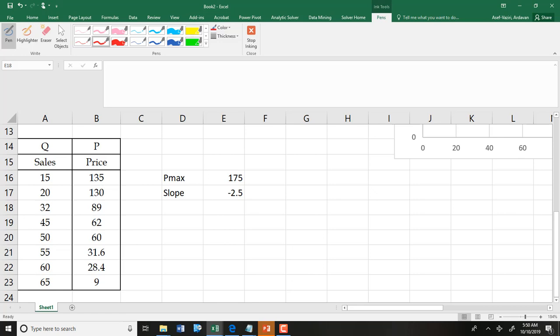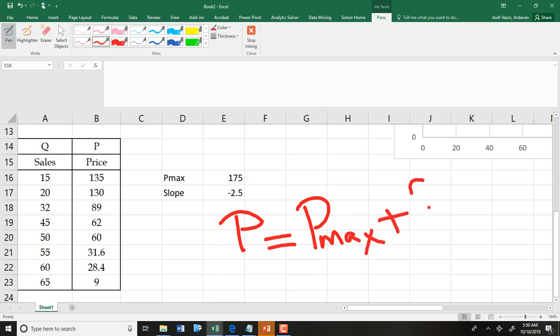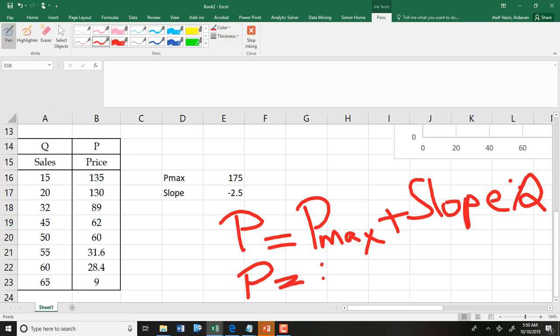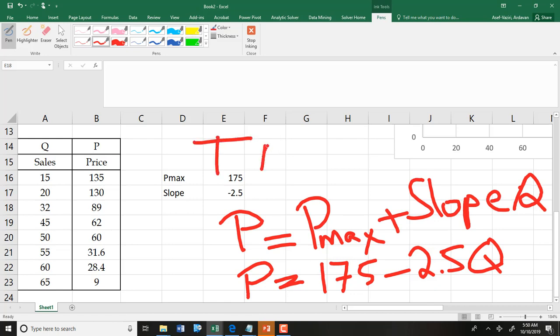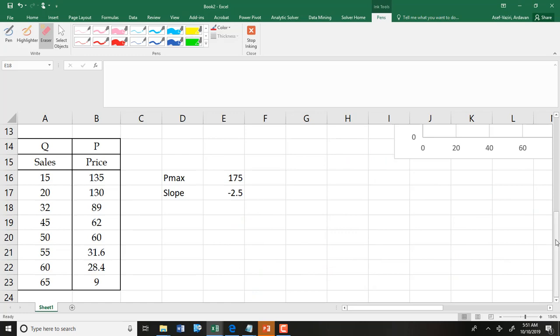Therefore, my price is defined as Pmax plus slope times Q, or P is equal to 175 minus 2.5 Q. That is my price. And after I define price, total revenue is equal to price times quantity. I have everything.